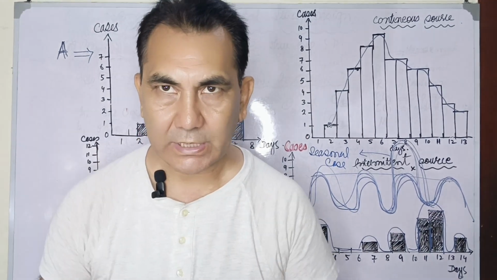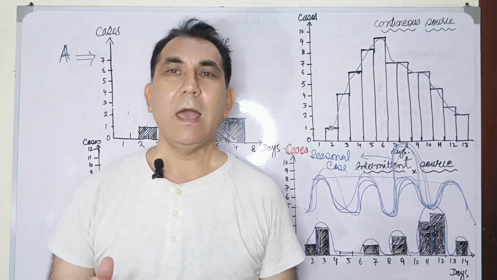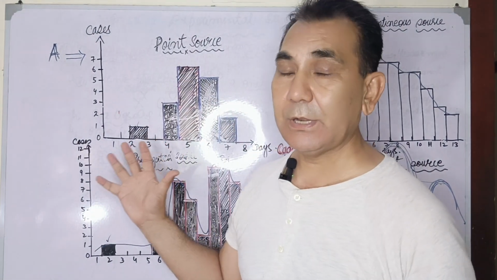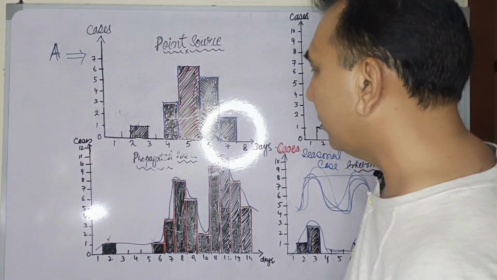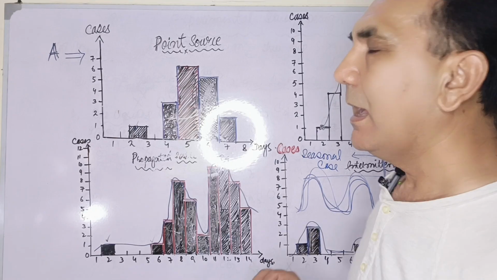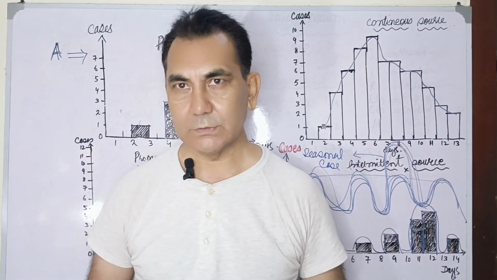I hope today's lecture has made your concept clear about the epidemic curve and the four types of epidemic curves: the point source, the continuous source, the propagated source, and the intermittent source.